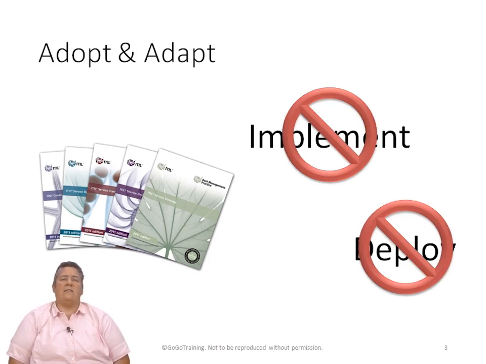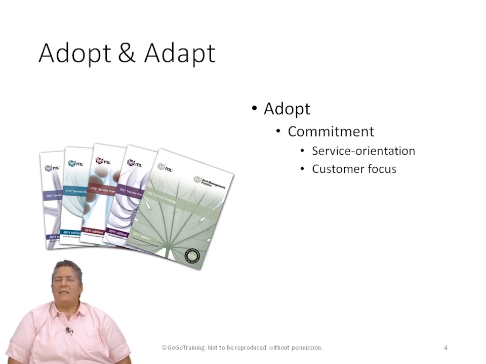So what exactly does that mean? When we adopt something, we're showing that we have a level of commitment. And in this case, we're committed to having a service orientation. And quite frankly, it's not just the IT shop that should have a service orientation. It's the business as well. It's the entire organization. That service orientation says we have a focus on the customer, that we want to understand the customer and ensure that the services and or products that we're delivering meet their needs. So we're going to adopt that attitude.